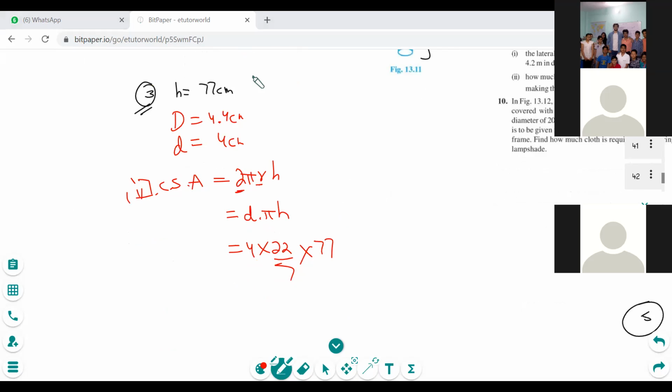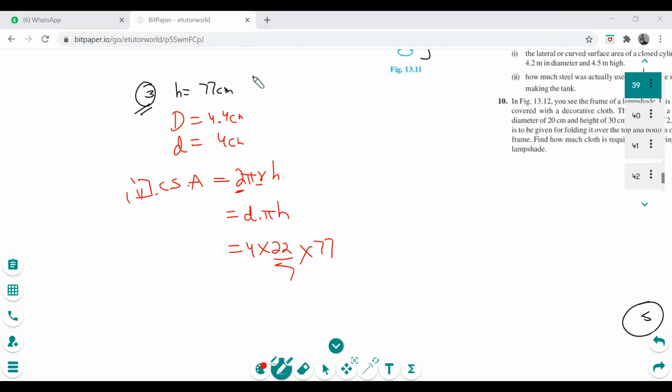Yes. What will be the answer here? Bhaiya, 968. Okay, let's see what others get. Well, how about other people? Bhaiya, 968. Okay, two people have said 968 centimeter.